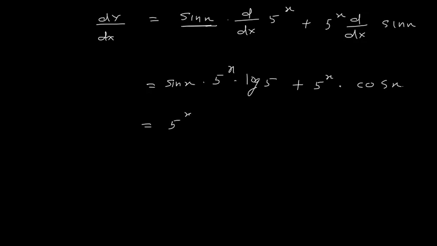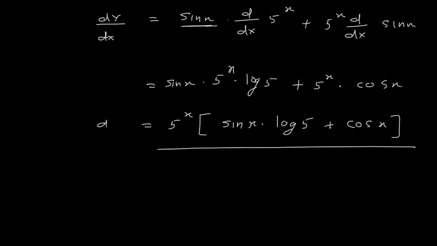Like here, 5 power x we can take common. So 5 power x we have taken common, and here we have sin x into log 5 plus cos x. This is dy upon dx.